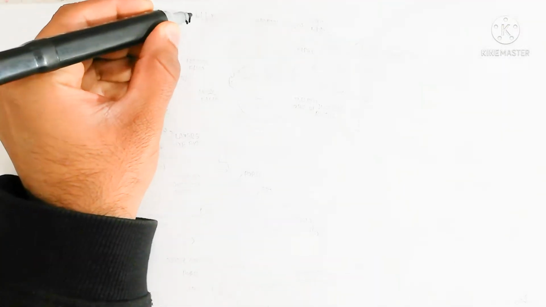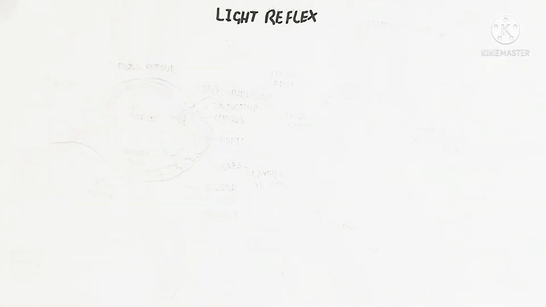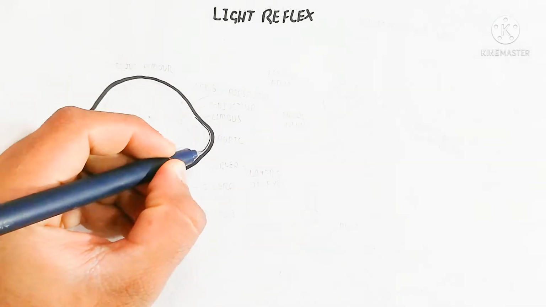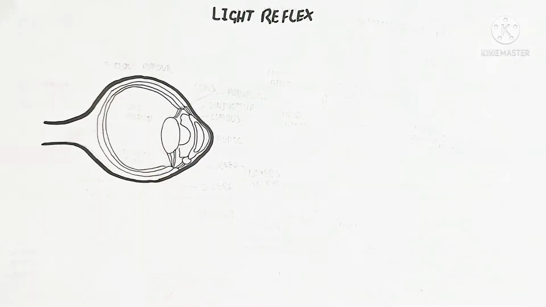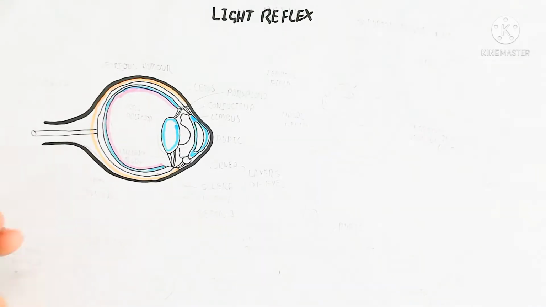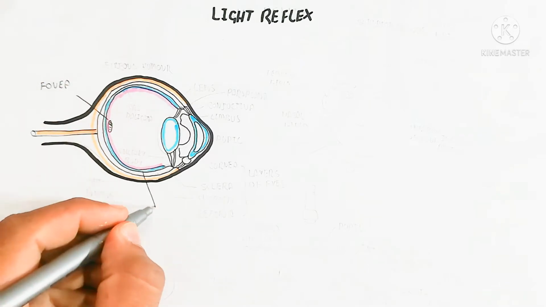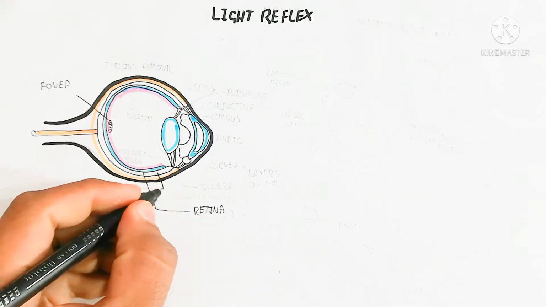Hello, in this video we will discuss the light reflex and the working of the eye. So first of all we need to understand the structure of the eye. This is the structure of the eye, which looks like this, and it contains the lens, here in blue, and here is the macula, which contains the fovea, with rod and cone cells used for light absorption.